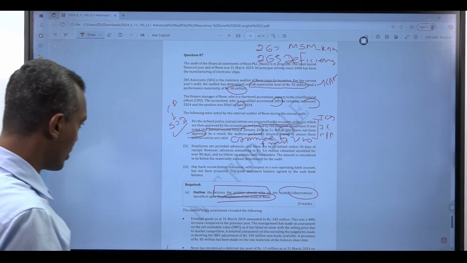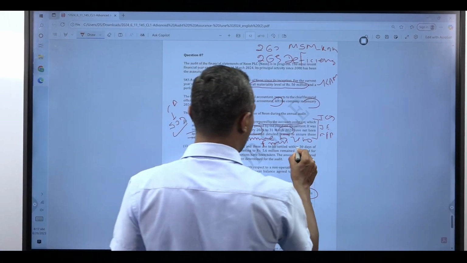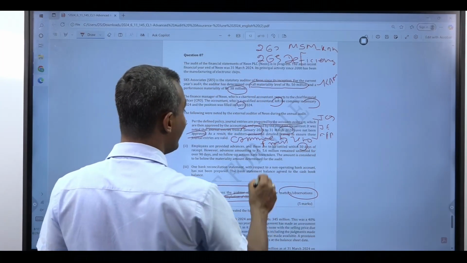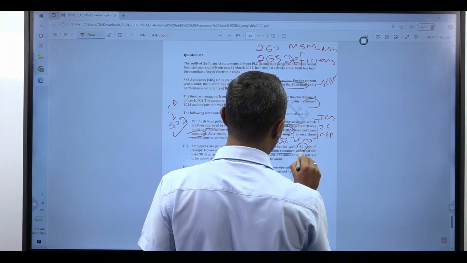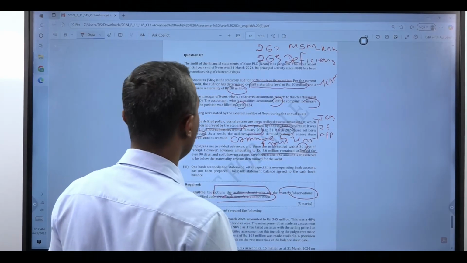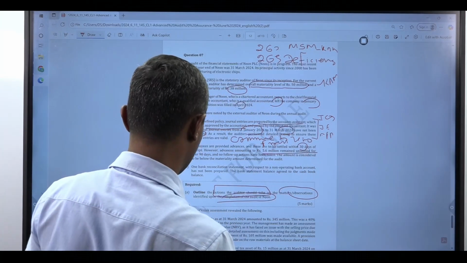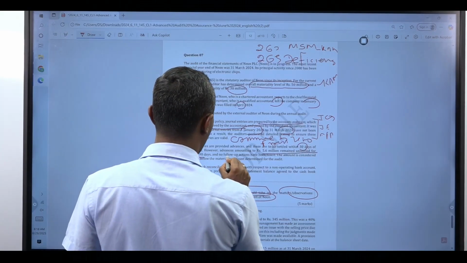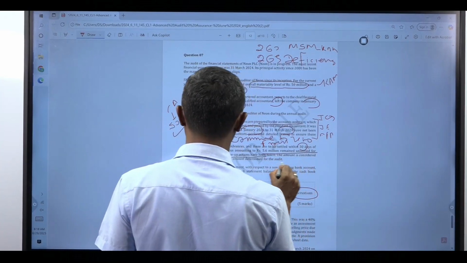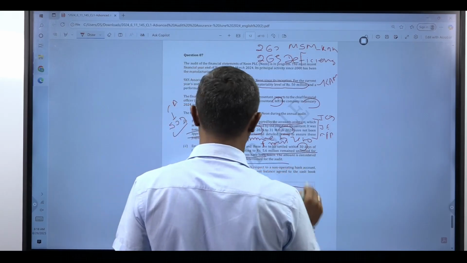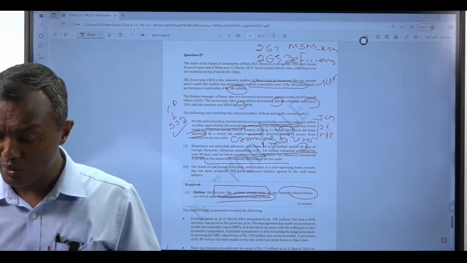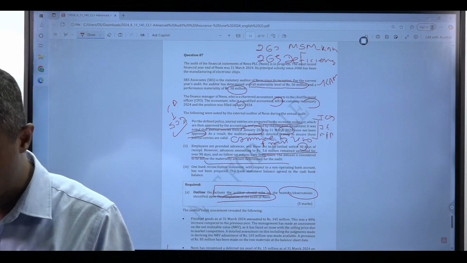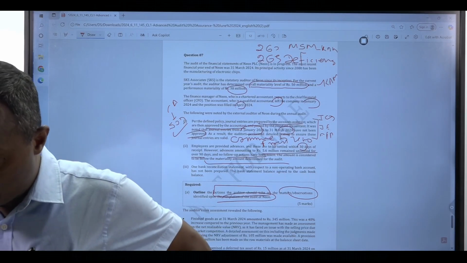Then employees are provided advances and these are to be settled within 30 days. However, advances amounting to 5.6 million remain unsettled for over 90 days. No follow-up actions have been taken. The amount is considered below the materiality amount determined by the auditor. Now, what do you say? Although it is below the materiality level, do you have to inform in this case or not? What do you think?